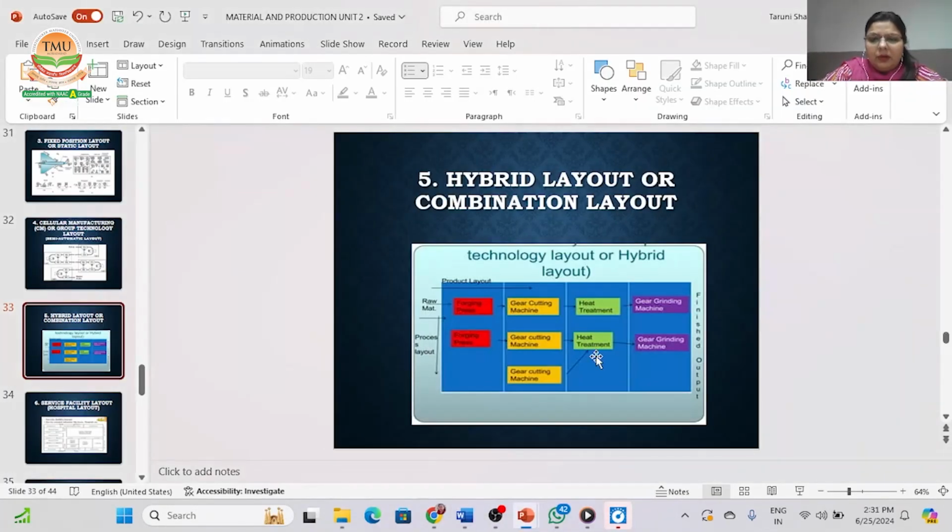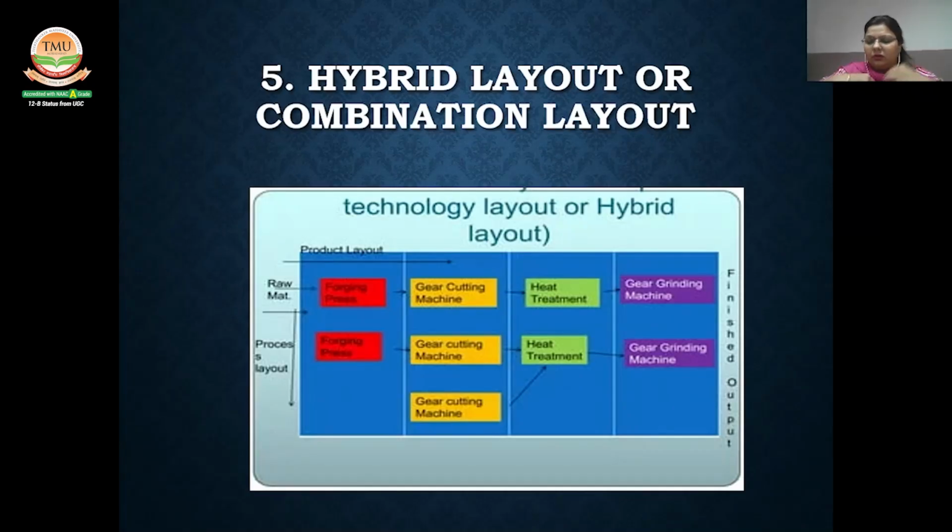Yeah, hybrid layout or combination layout. Basically, it is a combination of two types of layout. One side is product layout, and another side you can see it is a process layout. In this, what we will do, there is raw material. You can see that raw material passes through this arrow.